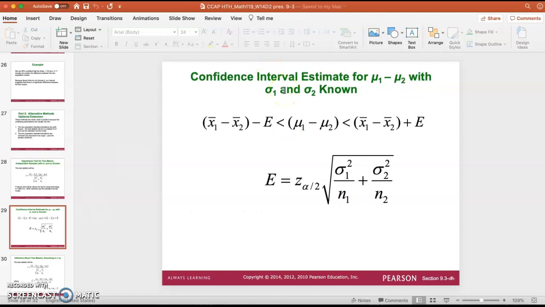Then if you want to find a confidence interval between the two means where the population standard deviations are known, again, you're just taking those sample differences, adding and subtracting the margin of error. And then this time the margin of error is just found using that z critical value, and then times the square root of population 1 variance divided by its sample size plus the population 2 variance divided by its sample size.